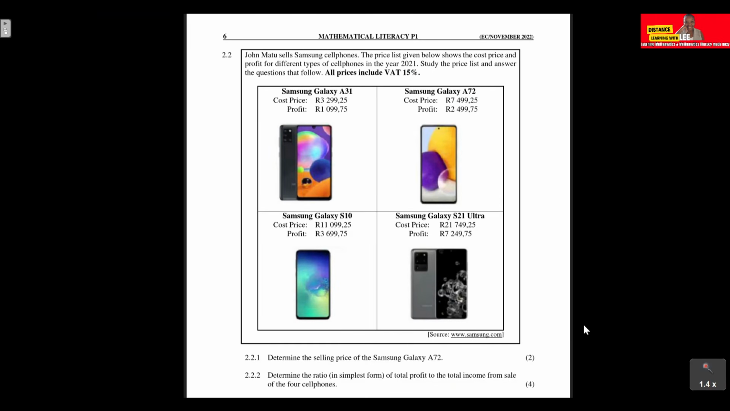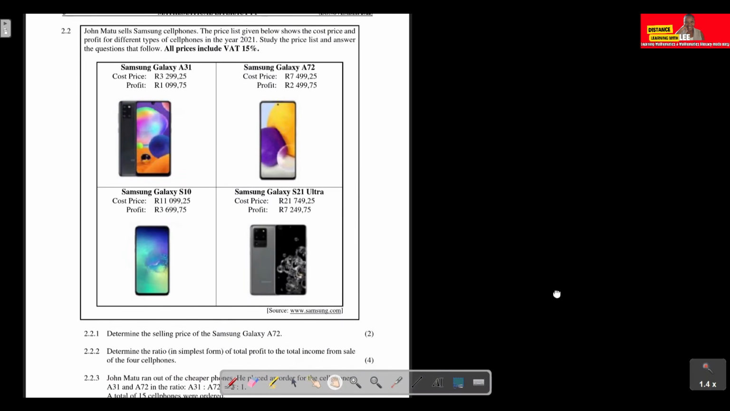Like I mentioned, guys, question 2.2 is also still under the topic of finance, but in this case we're going to be working with calculating cost price, selling price, profit, and we're also going to be working with ratios. Let us see what this question is saying. It says John Matu sells Samsung cell phones. The price list given below shows the cost price and the profit for the different types of cell phones in the year 2021. Study the price lists and answer the questions that follow.